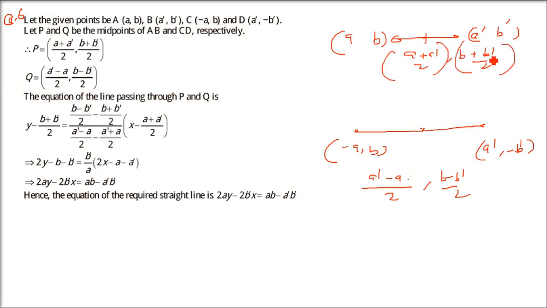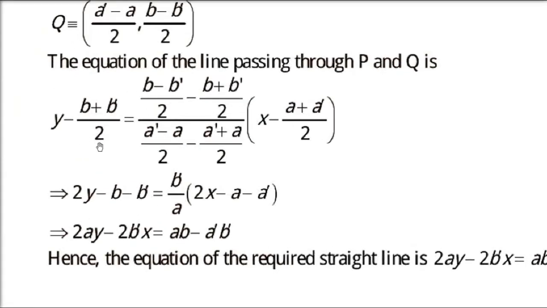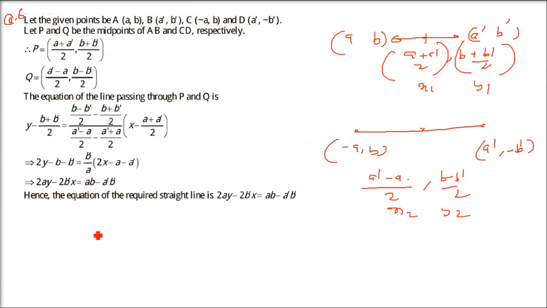Now we have found the points of bisection. Now we have to take these two points and find a line. This is your x1, y1 and this is your x2, y2. Now the line will be y minus y1 equals y2 minus y1 by x2 minus x1 times x minus x1. So this will be y minus b plus b dash by 2 equals x minus a plus a dash by 2.